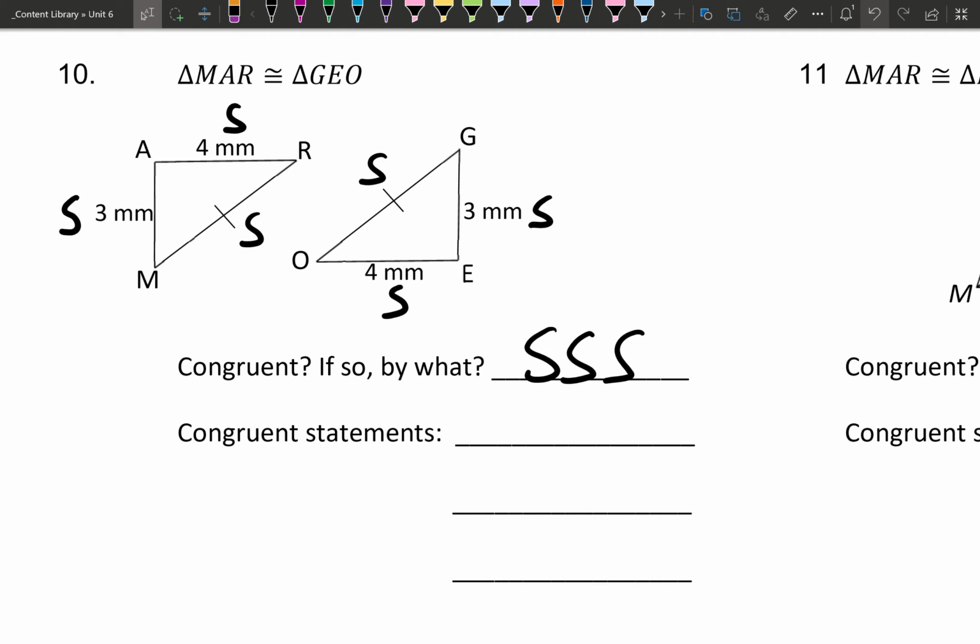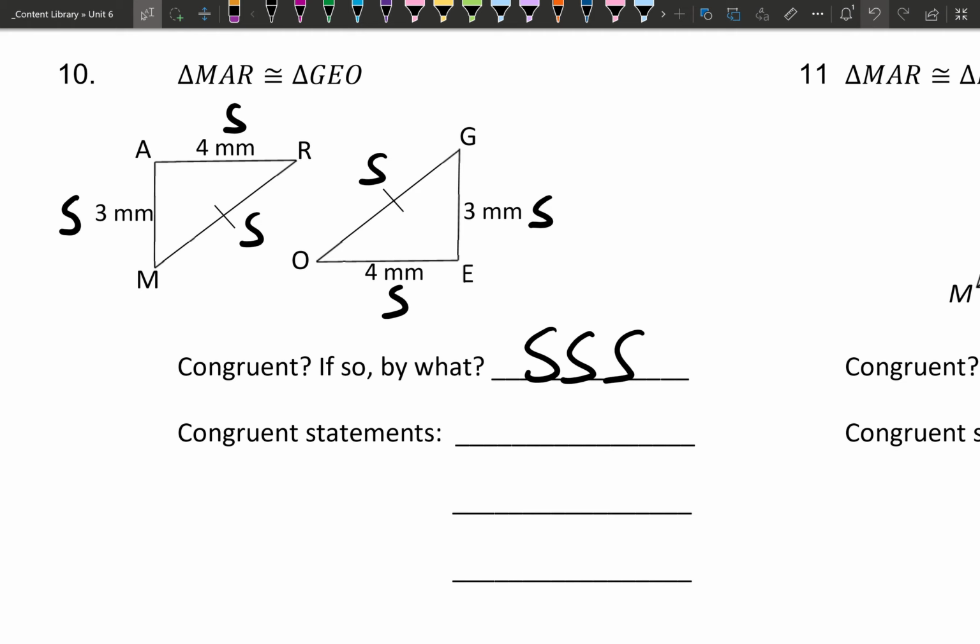3, 4, 5 is like the most famous triangle. This is actually the type of triangle that was used to build the pyramids before they even understood what right angles were. They knew 3, 4, 5, and they had like a rope with 3 knots, 4 knots, and 5 knots, and that's how they made sure that the pyramids were stable, and they're so stable they're still around to this day.